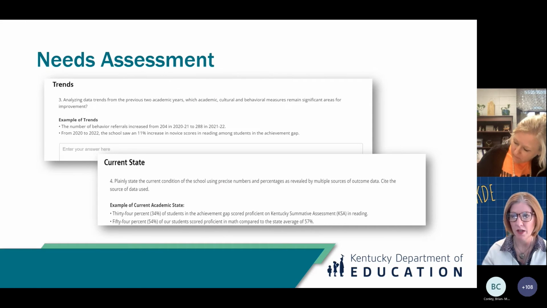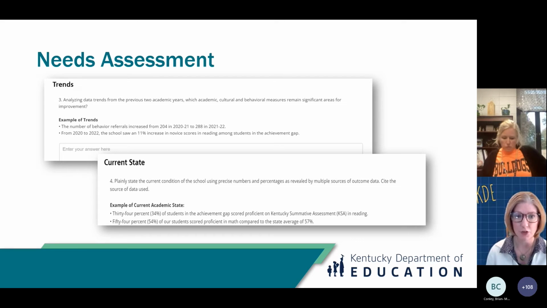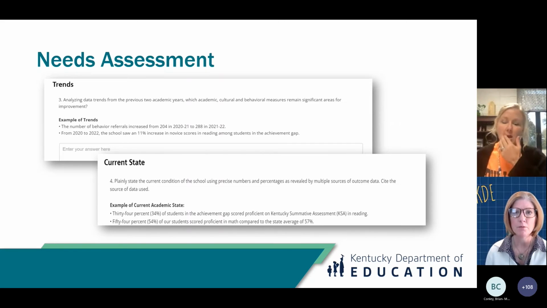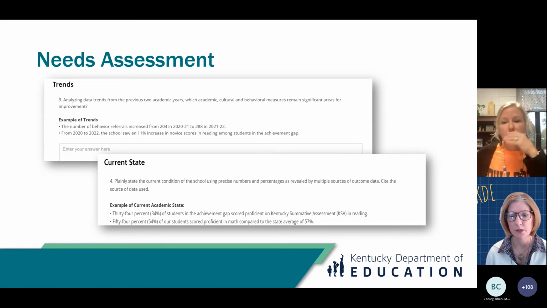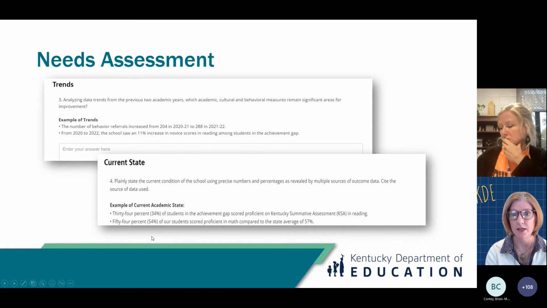One thing I will mention, and I think it'll come up in another slide, it's not just all about the state assessment data. It can be about survey data. It can be about attendance. It can be about behavior. Be careful in saying culture has really improved if you don't have any data. What data are you using to show that culture has improved? So we are looking definitely for data in there.